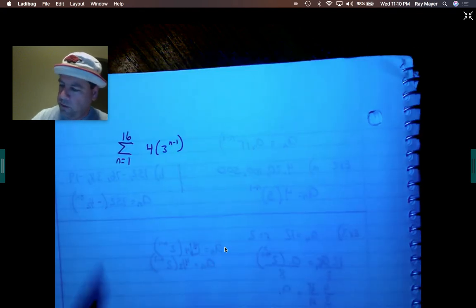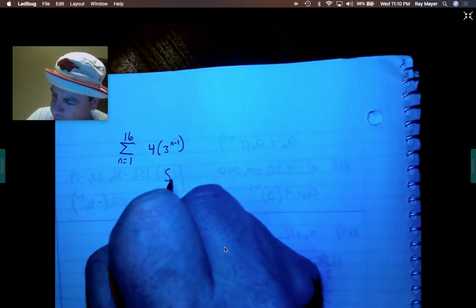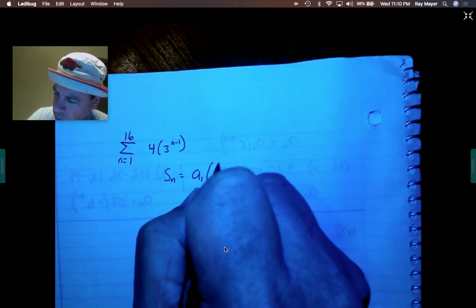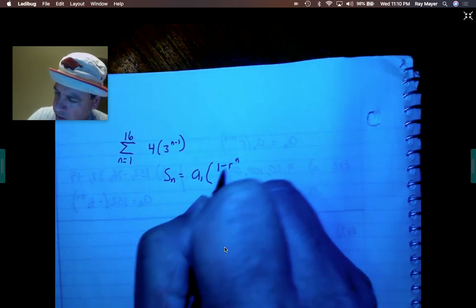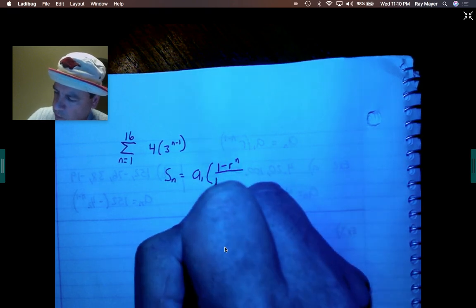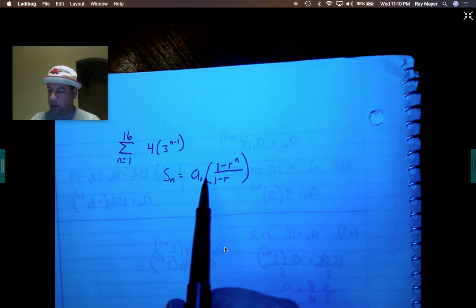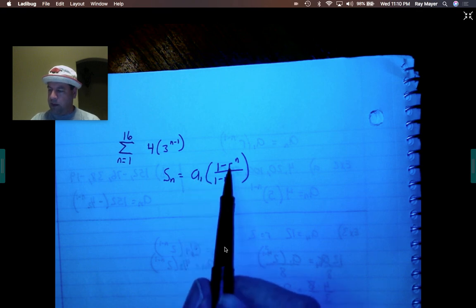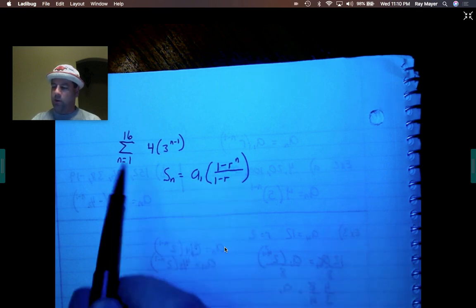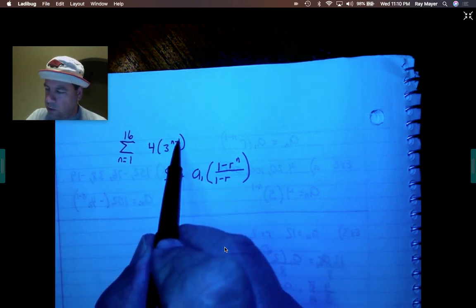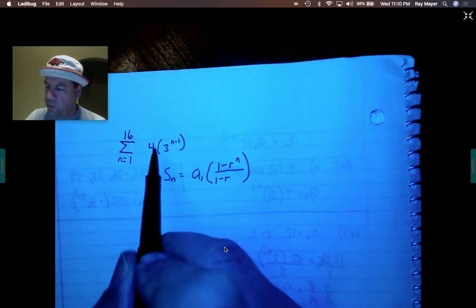Okay. So my formula is S sub n is equal to a sub 1, 1 minus r to the n, over 1 minus r. And so I need to find three things. I need to find a sub 1, I need to find r, and I need to find n. Well, to find a sub 1, I'm just going to plug in 1 into my formula. 1 minus 1 is 0. 3 to the 0 is 1. 3 times 4 is 4.